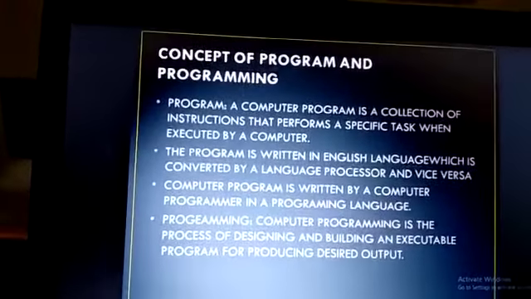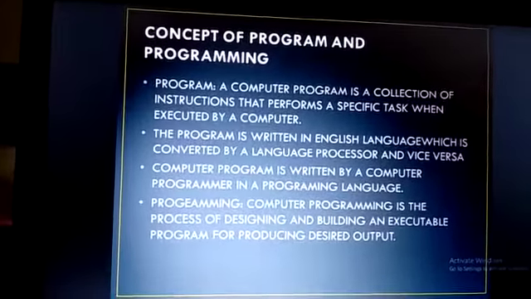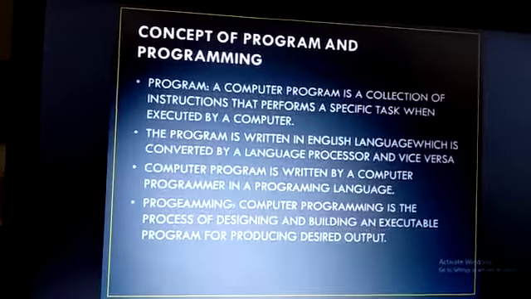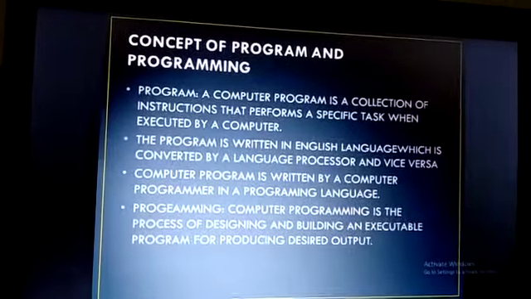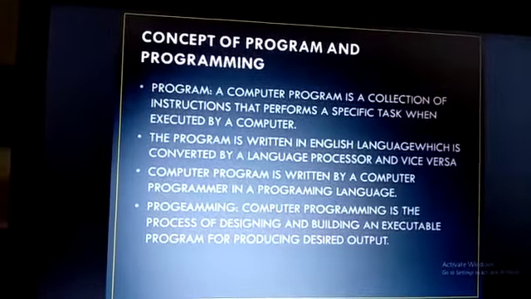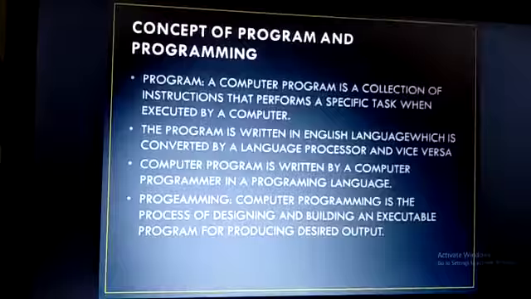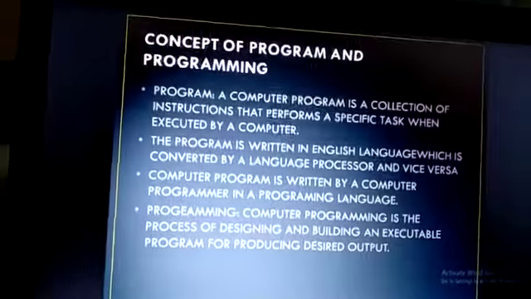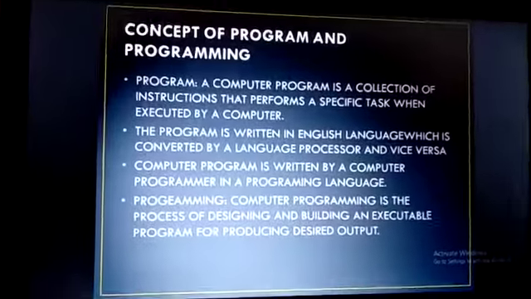So let me give you a simple example. As a teacher, if I give you some command or instructions like, suppose, come here, go there, stand up, sit down. These are the instructions I am giving, and you are performing that specific task as I am saying. So this happens in a computer also. So what is a computer program? A computer program is a collection of instructions that perform a specific task. Every program has different instructions to perform different tasks.